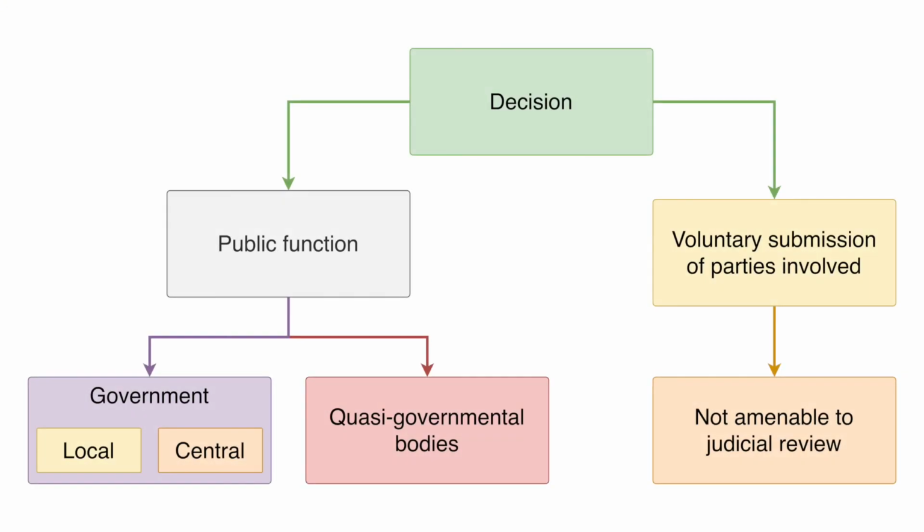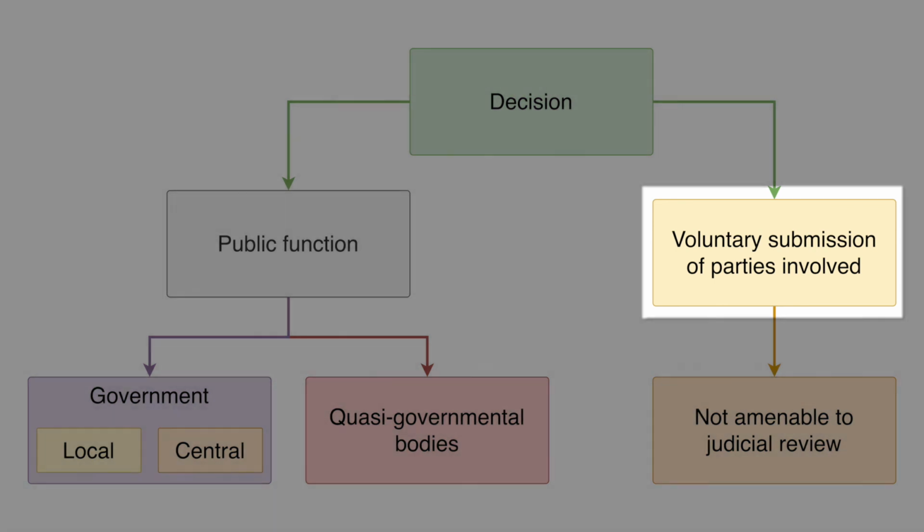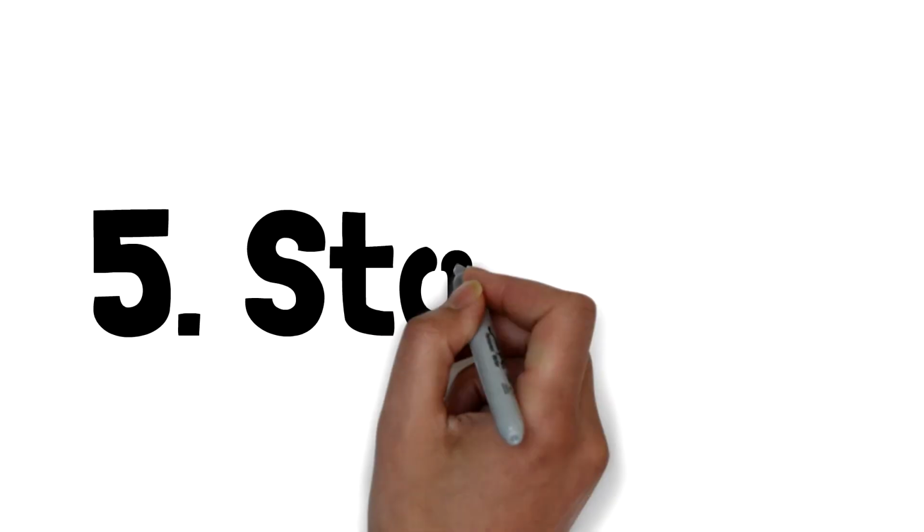Conversely, if the decision derives its jurisdiction solely from the voluntary submission of the parties involved, such as a sports club or a religious body, a clearly private body where the agreement is contractual, then it is unlikely to be judicially reviewable. Let's consider standing.